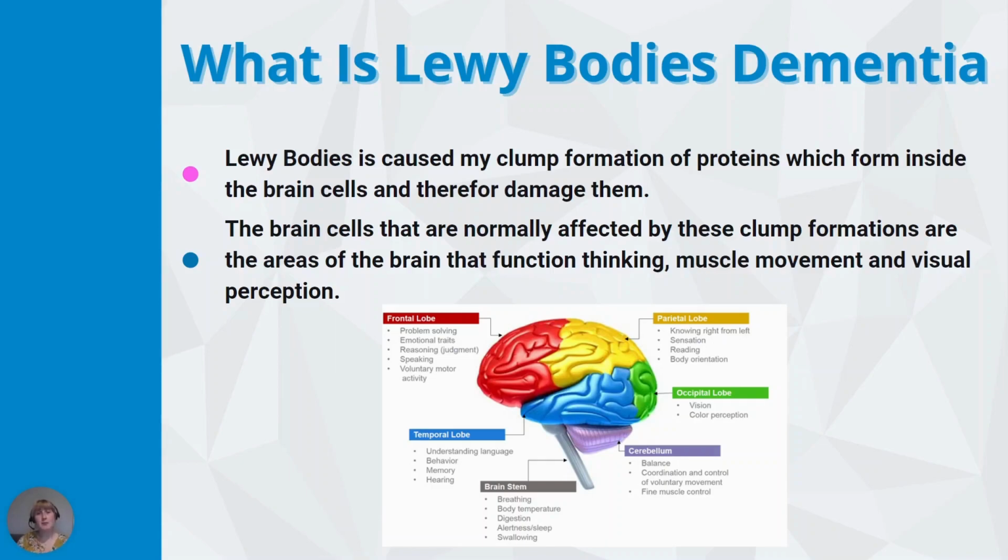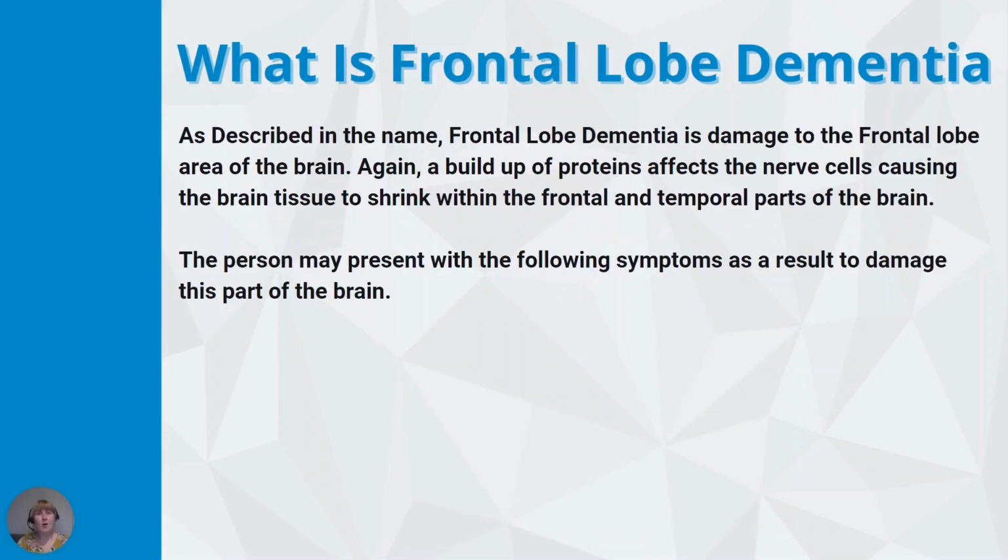So Lewy body proteins are found within certain cells, and again, that damages the cell tissues from being able to communicate with each other and damages that part of the brain. The brain cells normally affected by these clump formations are in the brain part that is involved with thinking, muscle movement and visual perception, as we can see in the picture below. Again, depending on the type of protein and where it damages the brain will result in the types of signs and symptoms that person will have.